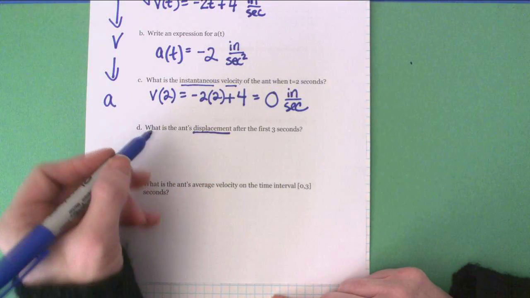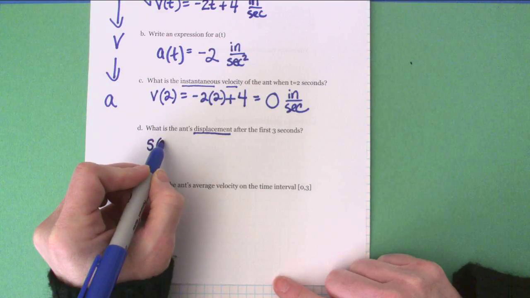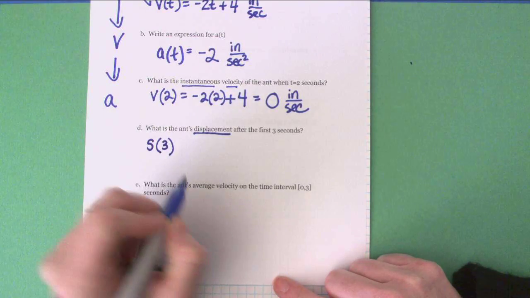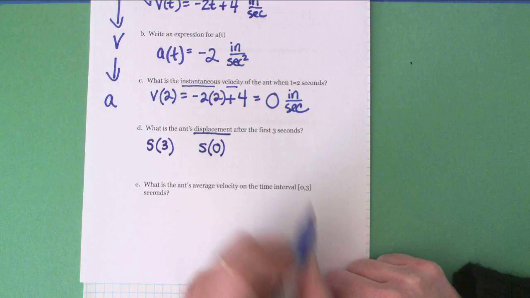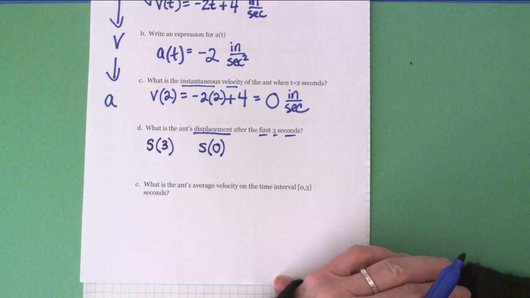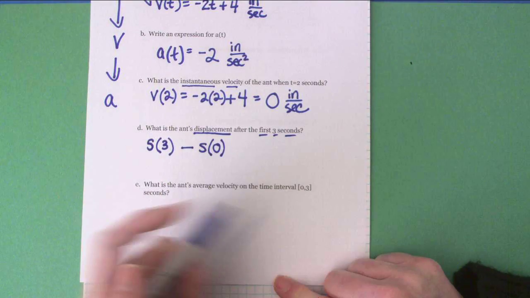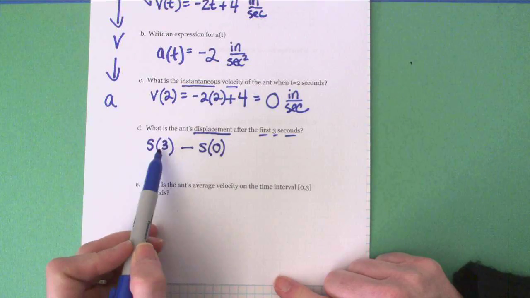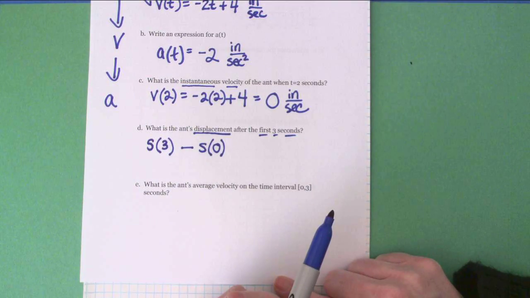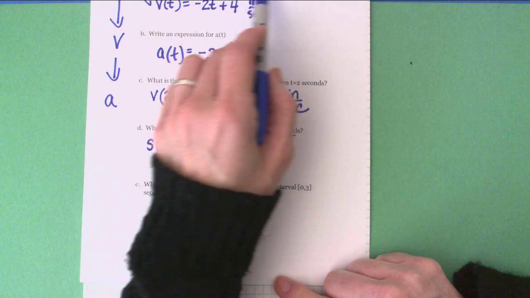So this is why you use this formula. You do your position at your ending time, which is 3 seconds. You do your position at your starting time, which is 0 seconds, because the first 3 seconds imply 0 to 3, and you find the difference. If you want to know how far he is from where he started, subtract these two positions and that'll tell you. So all I'm going to do is put these values up here for my S.